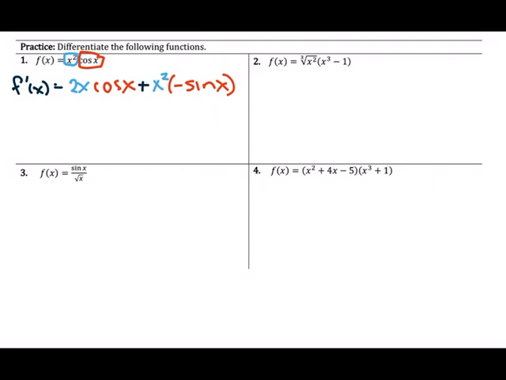And I'm going to just rewrite this so that I don't have that subtraction sign in a weird place: 2x cosine of x minus x squared sine of x.